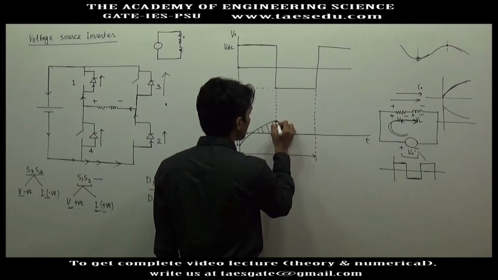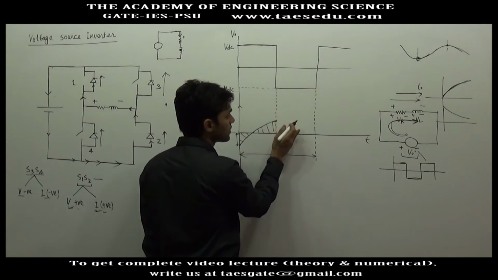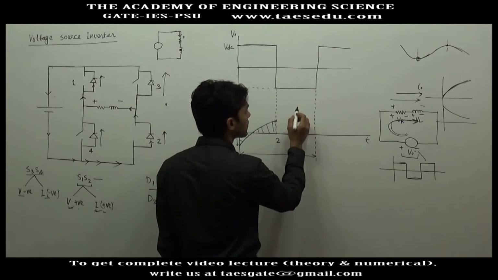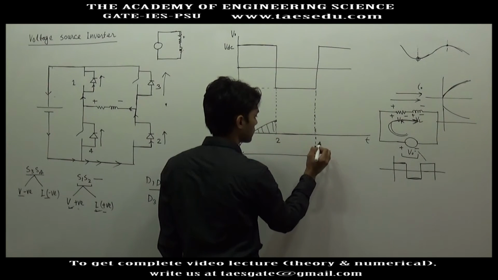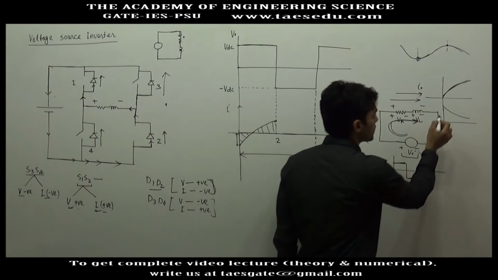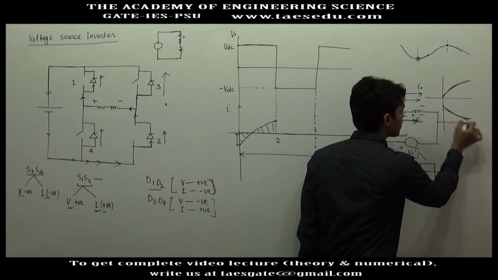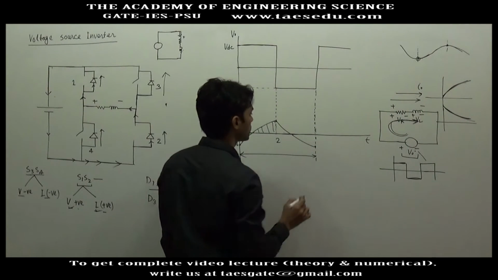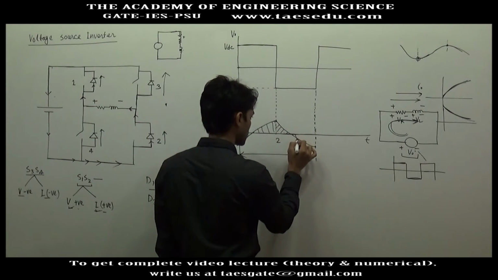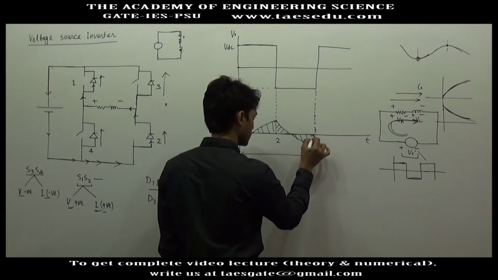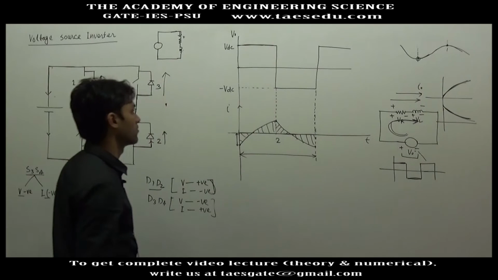Okay. Similarly, after this point it will start decreasing, and it will decrease up to this point. So here you will have minimum value, and the way of decreasing is, this is the concave curve. Okay. This is the complete cycle where you have positive area and this is negative area. So this will be the graph of current.